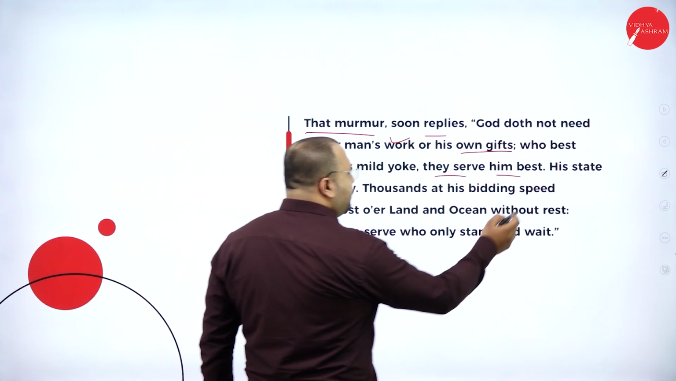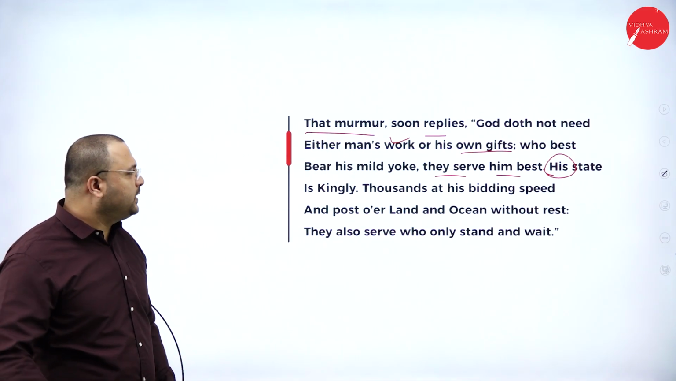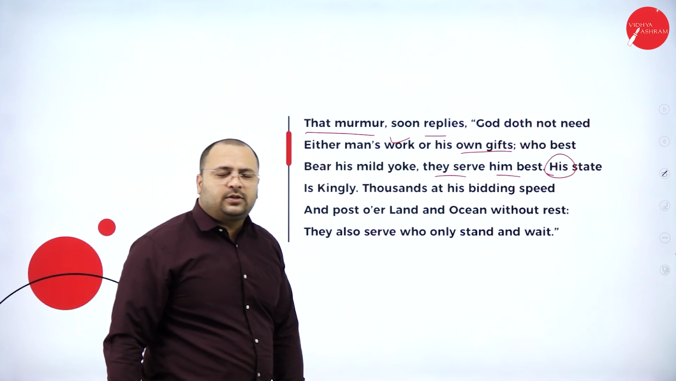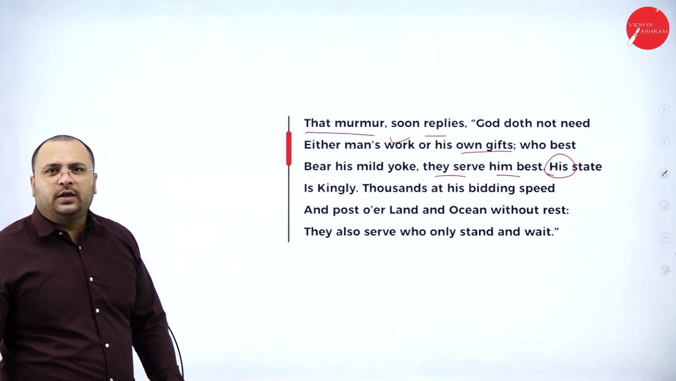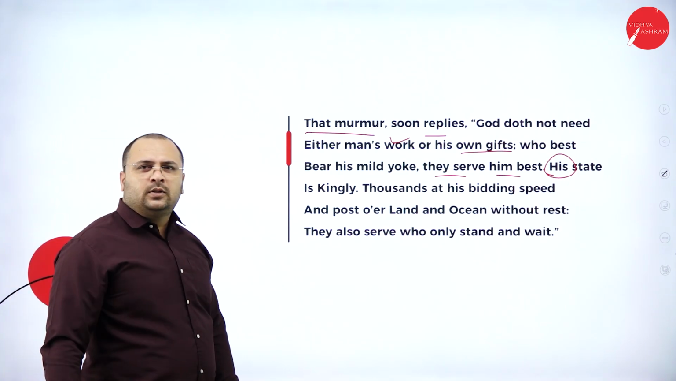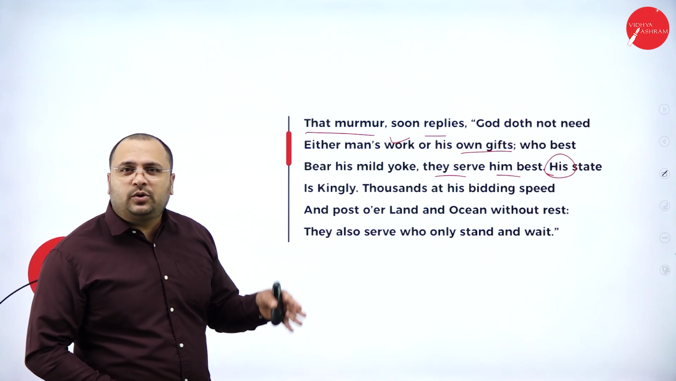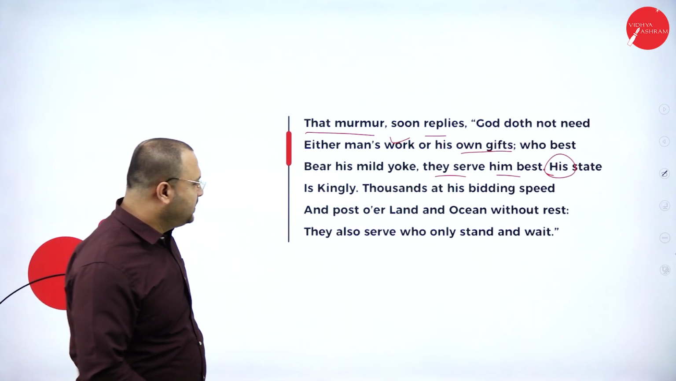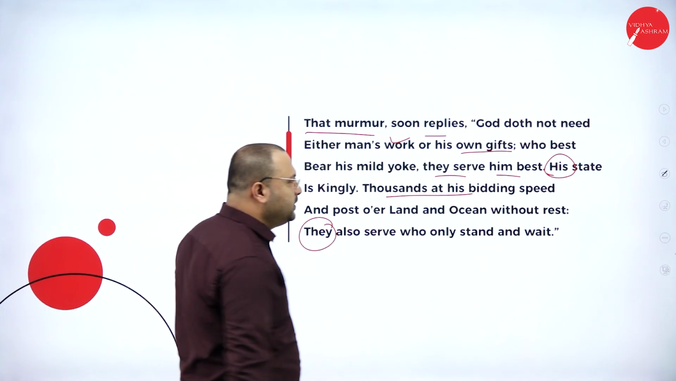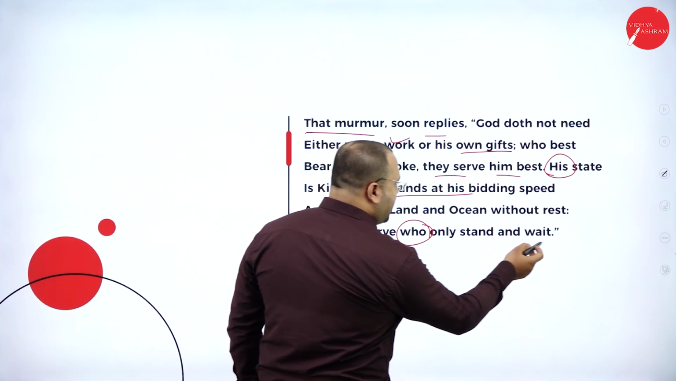His state is kingly. God's state is very kingly. God is the king. He does not need anything. Thousands at his bidding speed and post over land and ocean without rest. So God has his own servants, that is wind, air, fire, water, etc. Everything serves God. So they serve both on land and ocean. And those elements also serve human beings. That means the servants of God, thousands at his bidding, also serve man who only stand and wait.